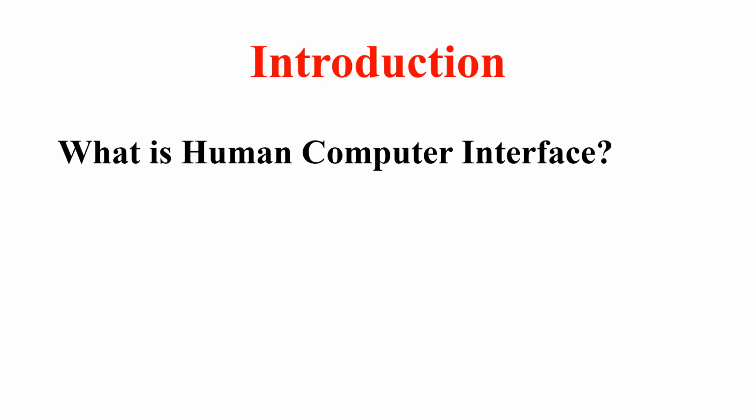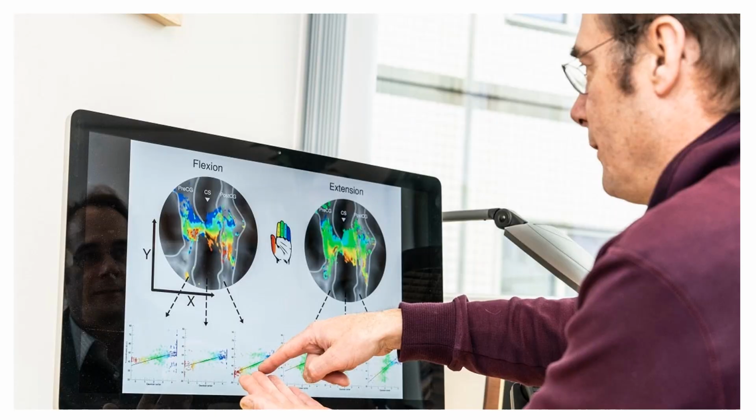So, starting with the introduction, what is the human computer interface? See this diagram. This is human and computer. So the computer provides efficiency, accuracy, recall and satisfaction to the human. So let us see in detail what is HCI.